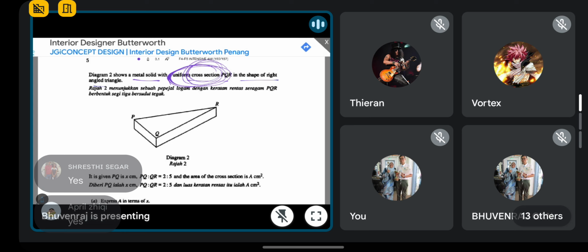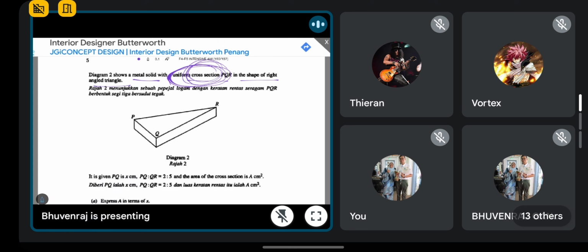Okay, so PQR is the shape of a right angle triangle. Okay, this is an important info actually. They actually tell this for a reason one. Okay, if right angle triangle, guys, what formula can we use to count the area? Apa formula kita?